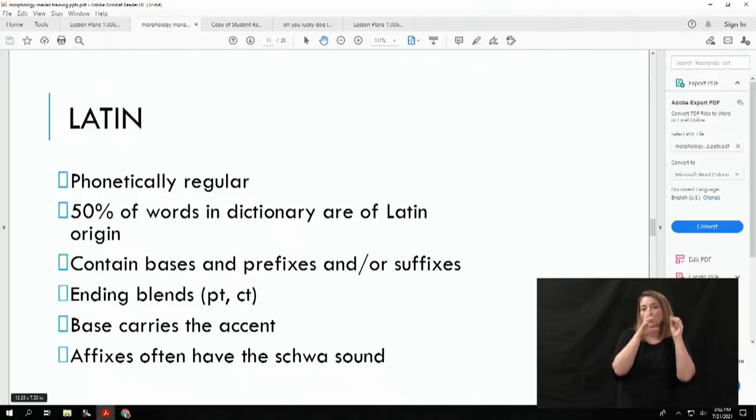Okay. Latin is nice to teach older kids because it's phonetically regular. About 50% of the words in the dictionary are of Latin origin. They have bases with prefixes and suffixes. That's how they put their words together. You can tell a Latin word if it has an ending blend like PT and CT. Always the base keeps the accent, and the affixes have the schwa sound in Latin words. We're going to go on.